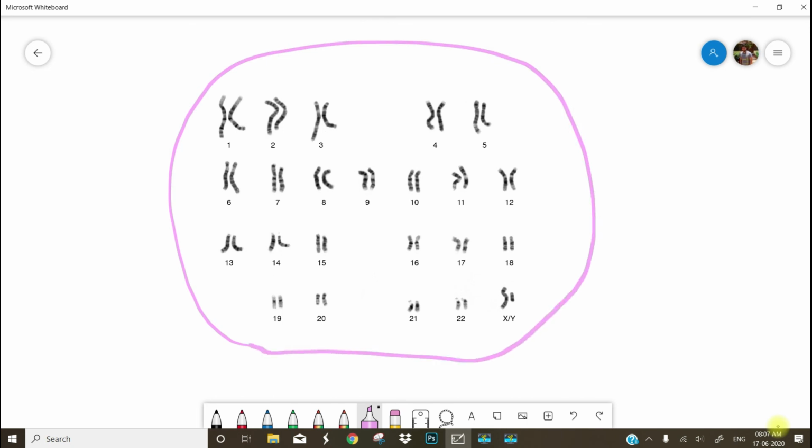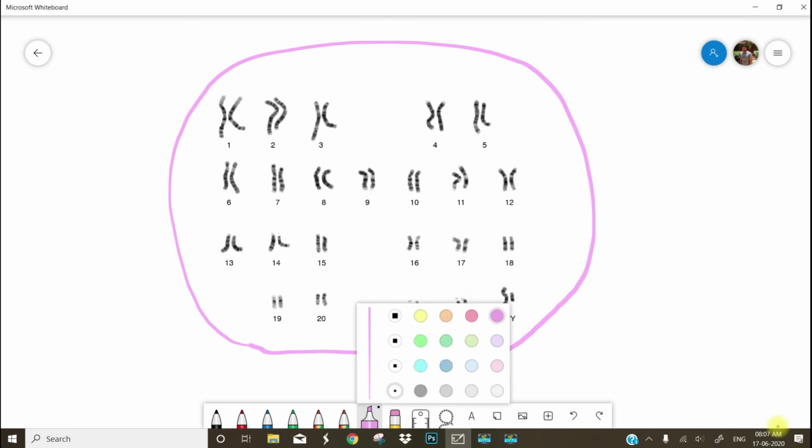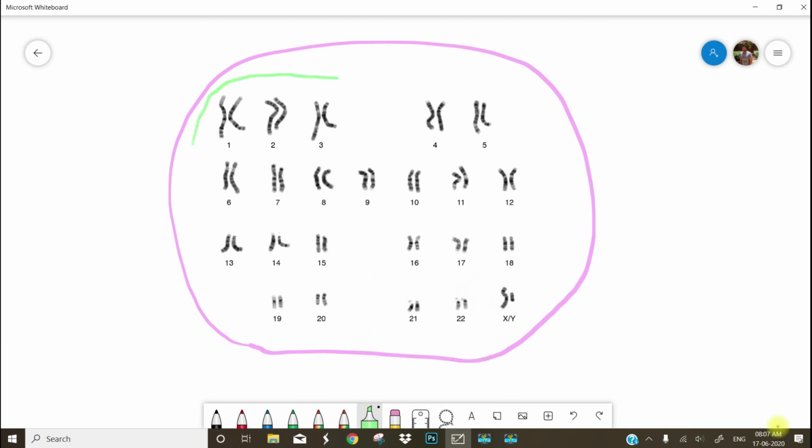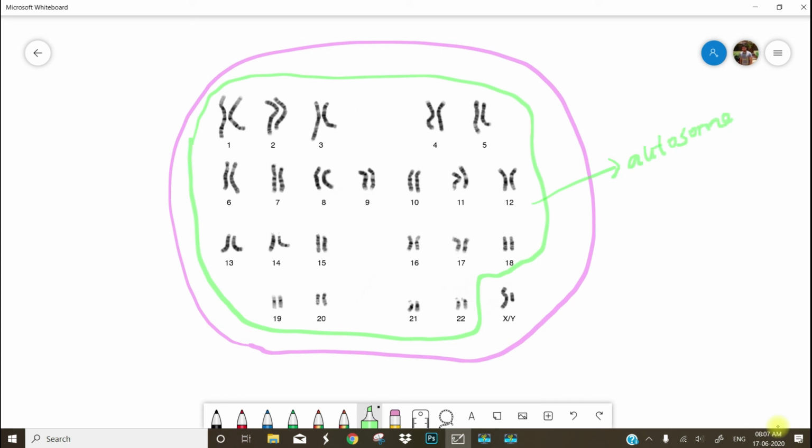There are 22 pairs. There are altogether 22 pairs of autosomes, or non-sex chromosomes.